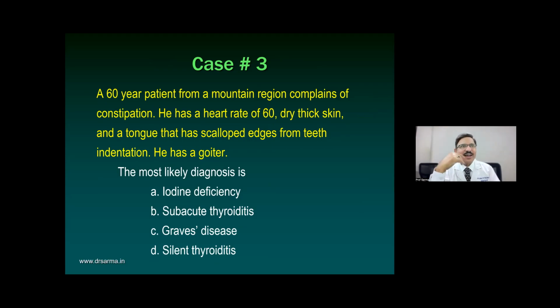Okay, the tongue is already scalloped, macroglossia with scalloped edges. This also has a goiter. What sort of goiter is that? Iodine deficiency goiter. Subacute thyroiditis will be hyperfunctioning, Graves is hyperfunctioning, silent thyroiditis has no business to have any increased size of the thyroid gland, and constipation is not a feature of that. Constipation, bradycardia, dry skin, scalloped edges, macroglossia are all pointing to hypothyroid. Being in a mountainous region, the reason for hypothyroidism is lack of the raw material. The factory is working well, but there is no raw material going into the factory to prepare the product. So iodine is not there.